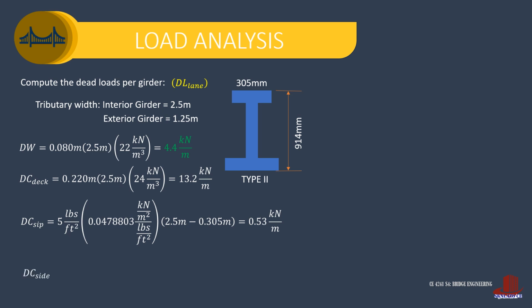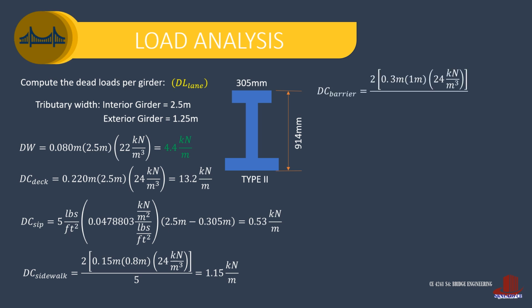From both ends are the sidewalks, taking the standard depth of 6 inches. We can then compute the added load as two sides multiplied by the thickness of 0.15 meters with the width of 0.8 meters, then concrete unit weight. Then all these will be shared by the 5 girders, so we get 1.15 kilonewtons per meter.